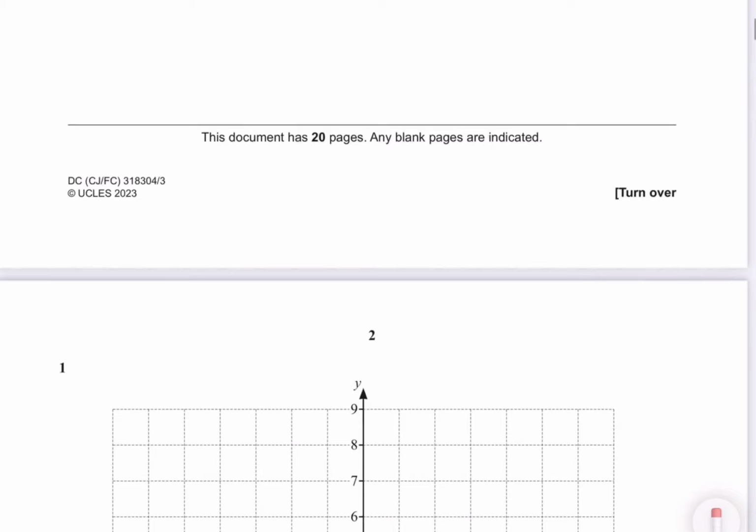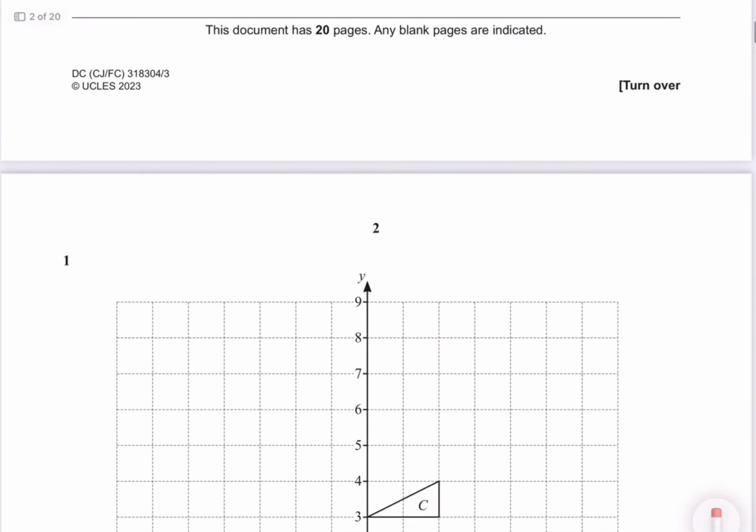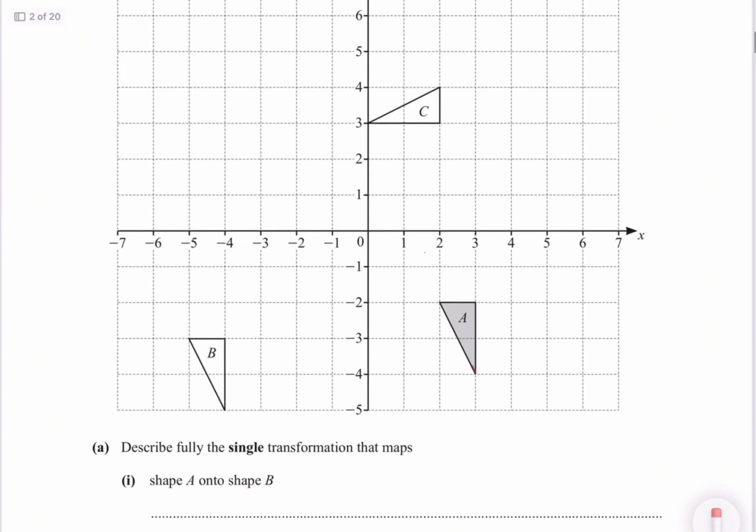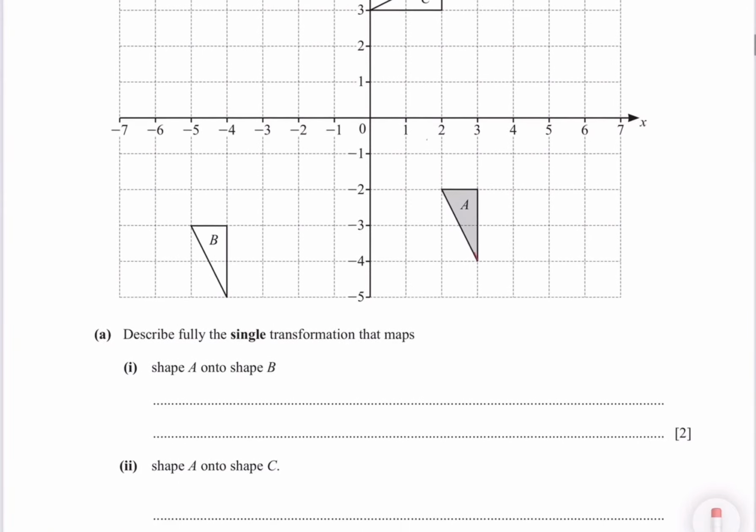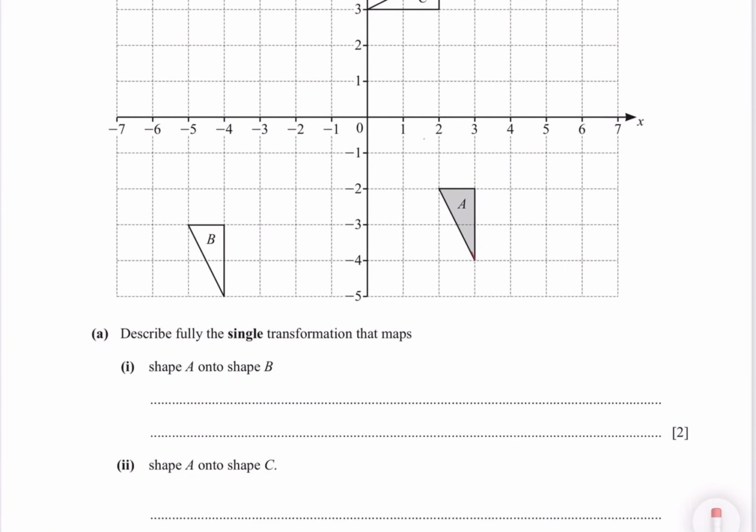So let's start solving this question paper. Our first question is about transformation. In part A, it says, describe fully the single transformation that maps shape A onto shape B. If you recognize it, your recognition will be very good. It's a translation. So how will we describe it fully?